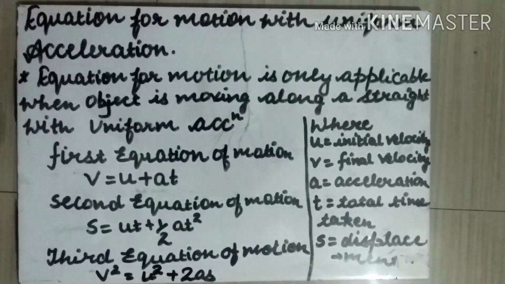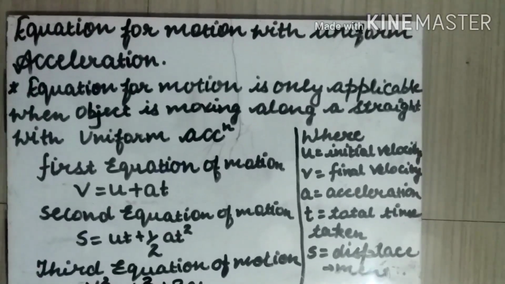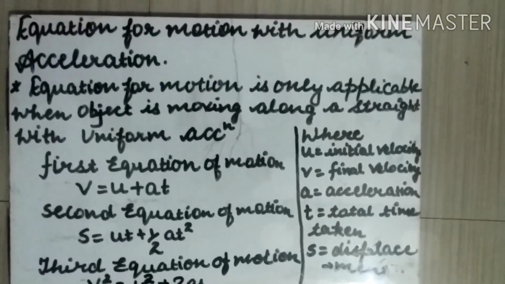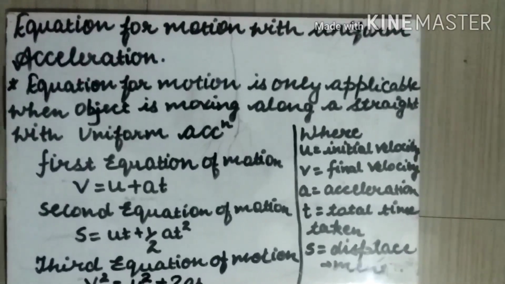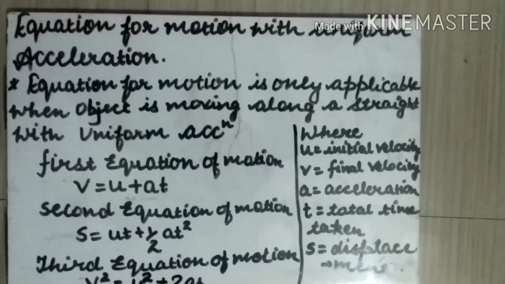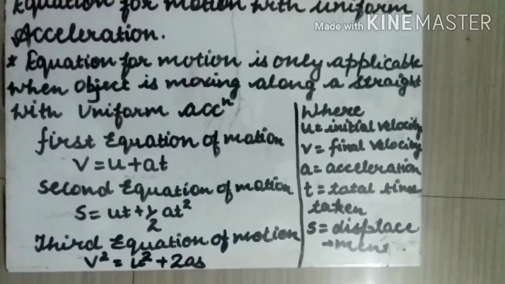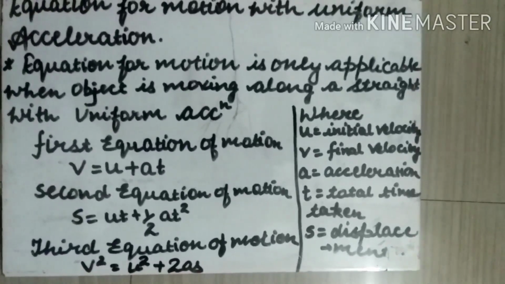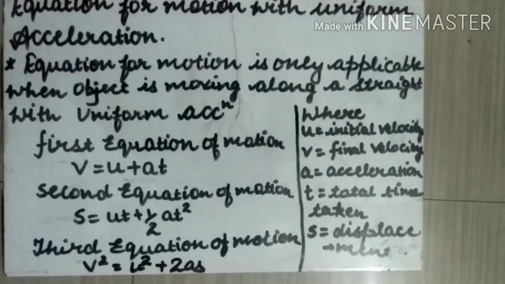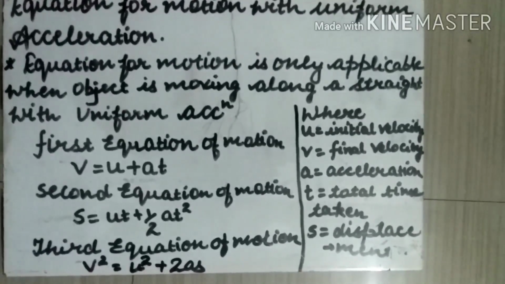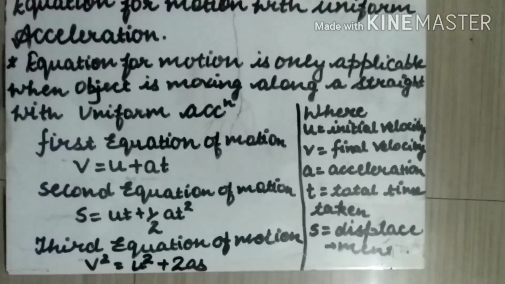You know what v, u, a and t are in the first equation. U is initial velocity, v is final velocity, a is acceleration, t is total time taken. In the second equation we are using s. S means displacement. In the third equation we also use v, u and a. U is known as initial velocity, v is known as final velocity, a is acceleration and s is displacement here.